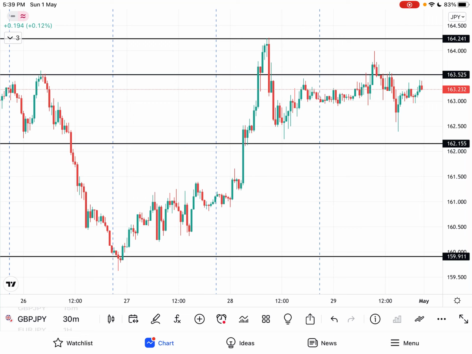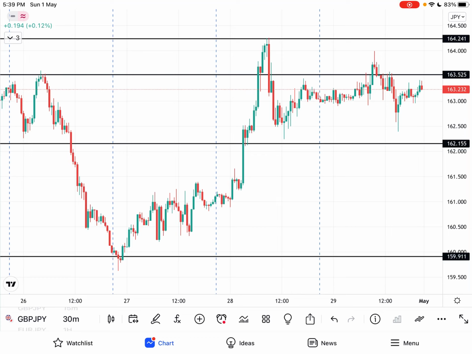Draw out our levels. Now we can see that, okay, at 164.241, that's a resistance level. At 163.525, another resistance level. Support level 162.155, and that is it. We didn't have to manually ask, like, where is the support level, where is the resistance level? Is that okay? Right, so that's the first thing.